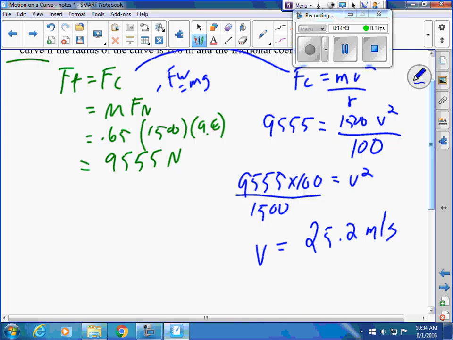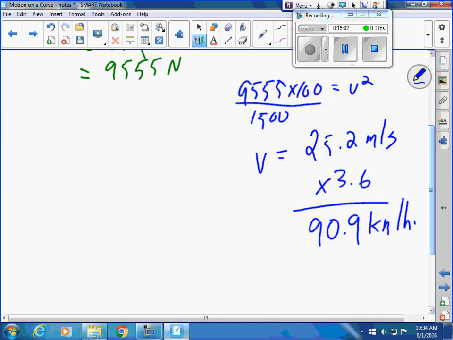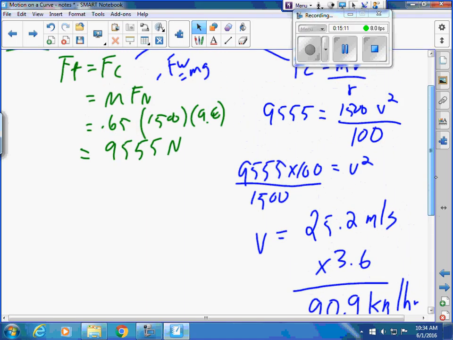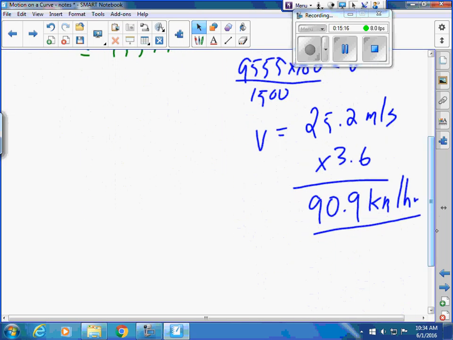25.2 meters per second. Now, of course, we don't really know what that means. So we're going to multiply by 3.6, and you get kilometers per hour, because that's what people drive their cars in. So if Josh's dad's department has this highway curve where the coefficient of friction is 0.65 and the radius of the curve is only 100, are they going to post a sign saying go 90? Probably 60 would be my guess. I don't know what that error range is, but I'm pretty sure that they drop it considerably.